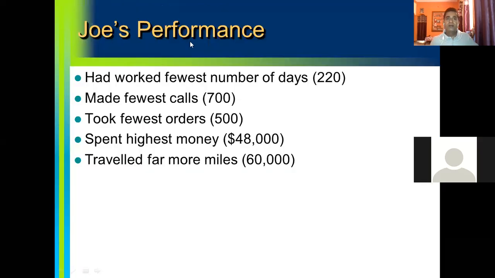So how can we evaluate Joe's performance? Joe has worked the fewest number of days compared to the other two sales reps, that is 220 days. Joe has made the fewest sales calls, meaning he has met the least number of customers, 700. Joe has also taken the fewest orders, that is 500. And Joe has spent the highest money, incurring the highest expenditure of $48,000. But he has traveled far more miles, 60,000 miles, compared to the other two sales reps.